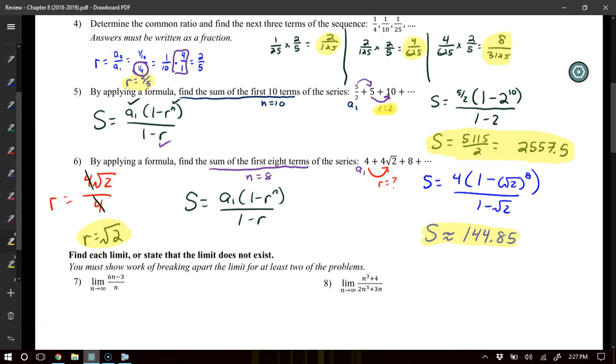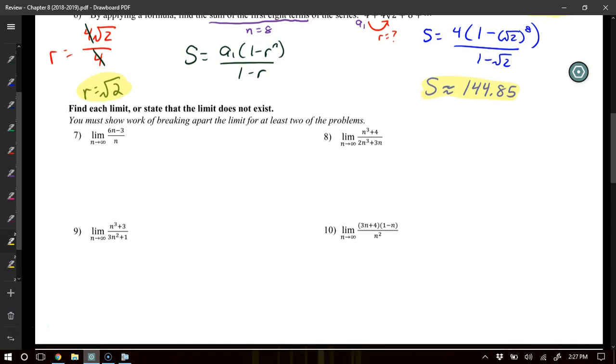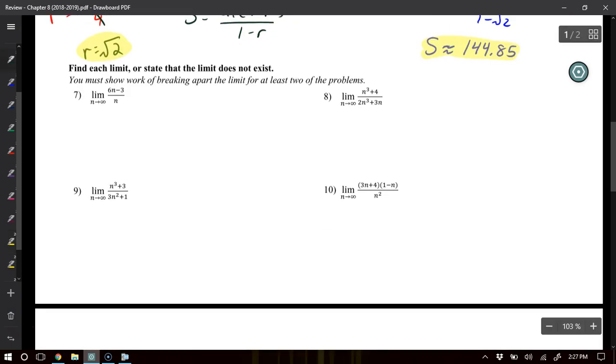We're now going to do limits. And these are limits towards infinity. So we're either going to approach a number or not approach a number. And it says we're going to show work of breaking them apart for at least 2 of these problems. So we got to figure out which 2. I'll show work on the first one. Pretty straightforward and easy. Not too bad.